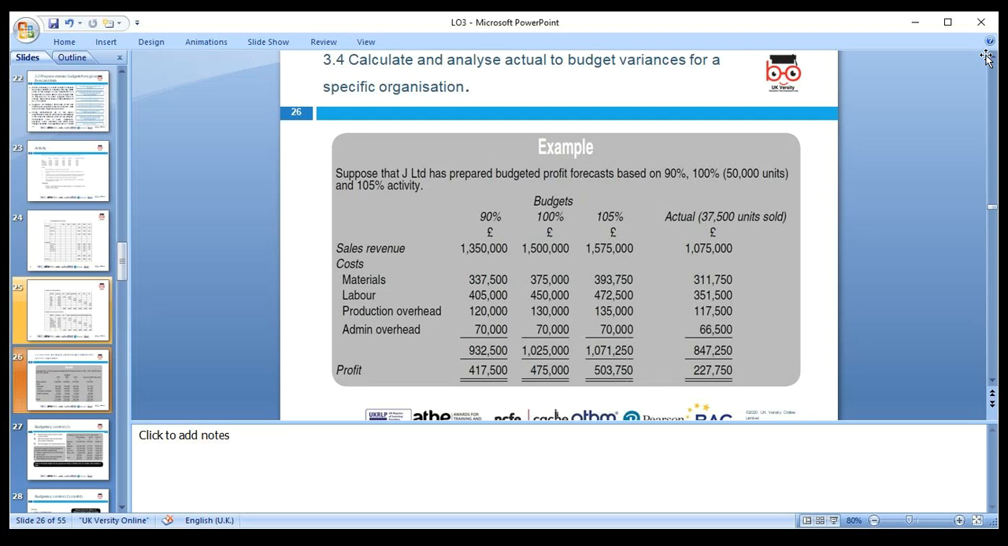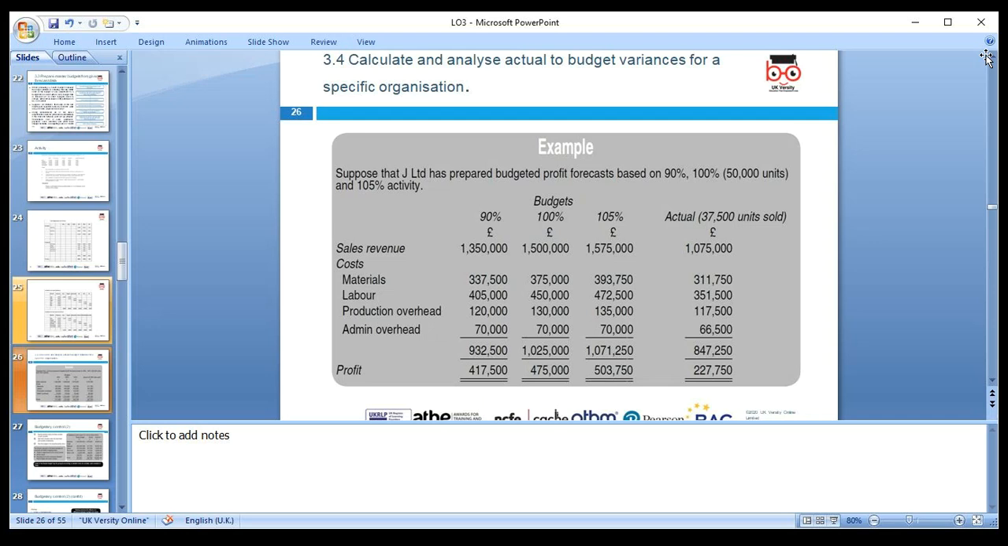So for 105%, it is 50,000 times 1.05, times 3. So we are selling more. But if it's 90%, that's 90% of 50,000, so you can multiply by 0.9 times 3. So we have a selling price. So that's the way we can do it.